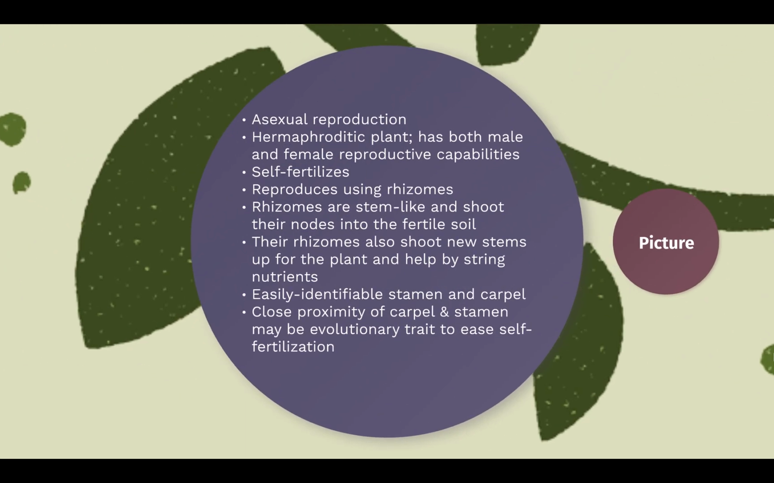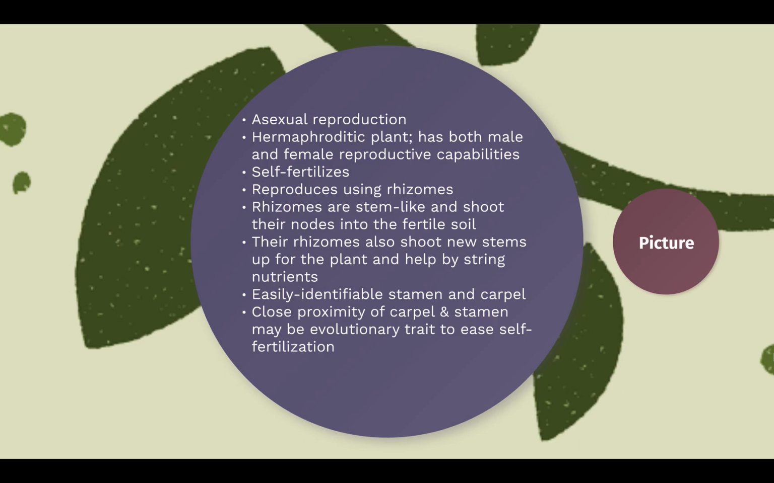Okay, for the reproduction of this plant, it does reproduce asexually. So what that means is that it is a hermaphroditic plant. So it has both male and female reproductive parts to it. This also means that it self-fertilizes, so it does not rely on other plants to fertilize it. The skeleton flower also uses rhizome activity to help with reproduction. The rhizomes are like stems that send roots out of their nodes into the soil. They also shoot new stems up to the surface and store nutrients. This helps the skeleton flower during reproduction by having plenty of stored nutrition available.